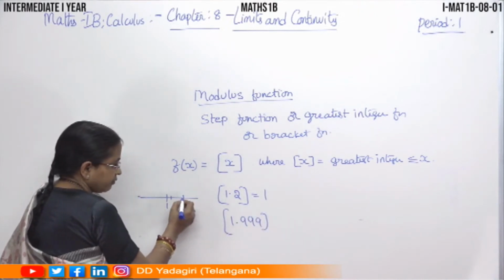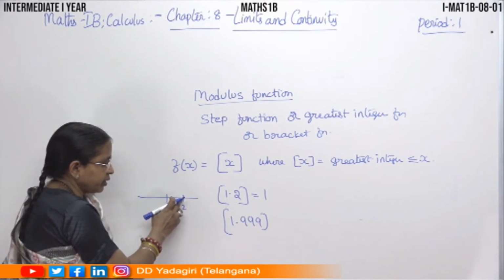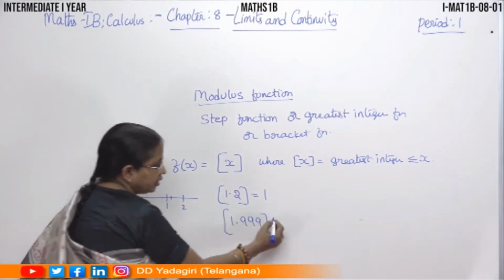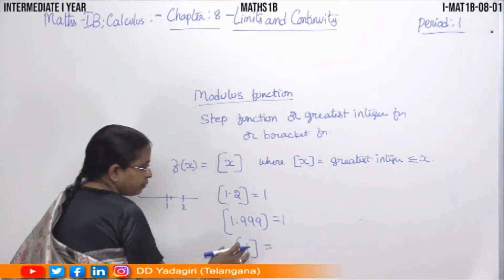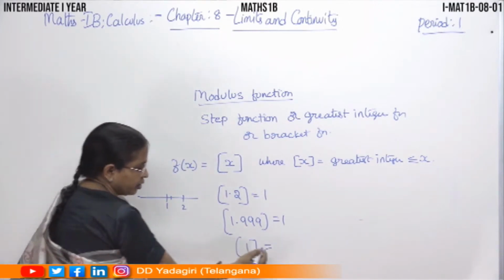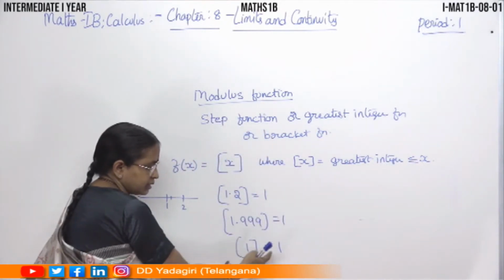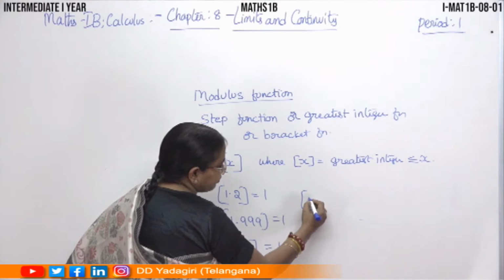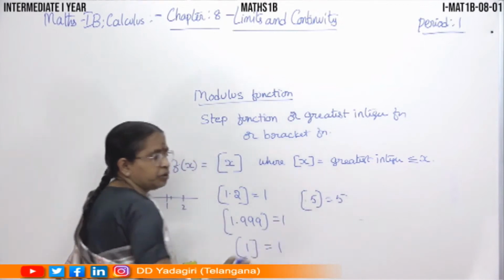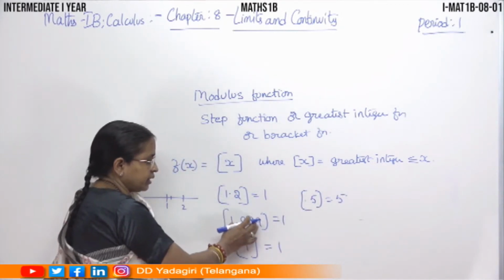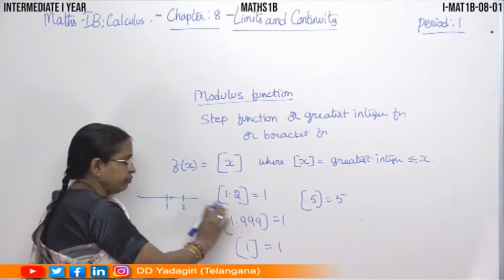Then also it is here. 1.999 is less than 2 only. So what is the greatest integer less than this number? It is again 1. So what is the bracket value of 1? That is 1 only, because it is the greatest integer less than or equal to x. So in general, when x is any integer, bracket x is that integer only. When it is a fraction number like this, then you should think what is the greatest integer less than that number, and then you will write that value.